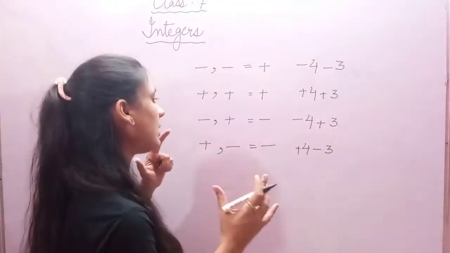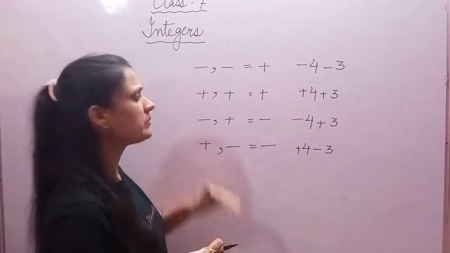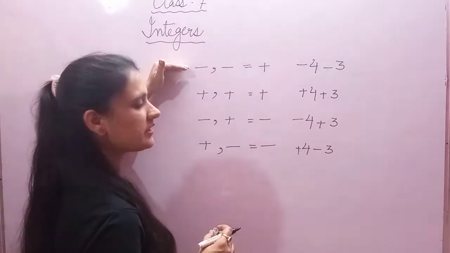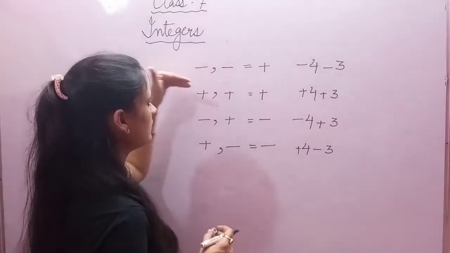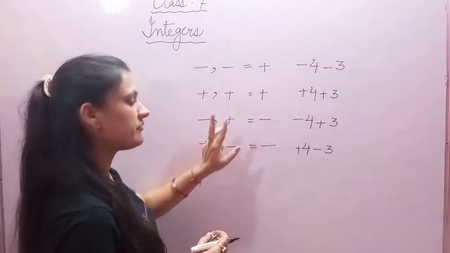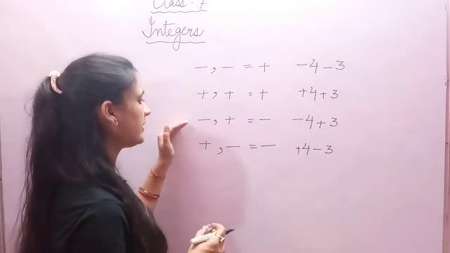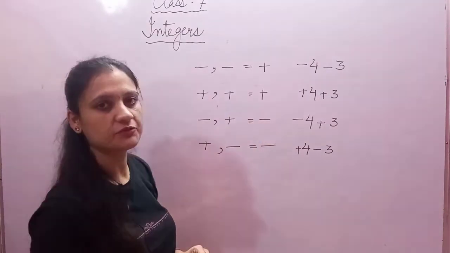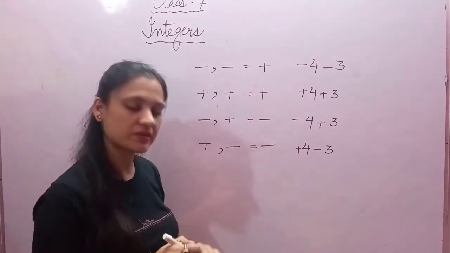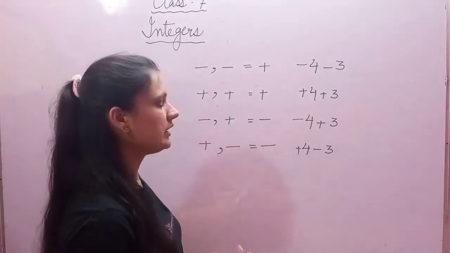Just how to understand this? Always remember, when the signs are similar, you have to add. Both negative, plus. Both positive, plus. And when the signs are different, one negative and one positive, or one positive and one negative, in both cases you have to subtract. I hope this much is clear to you. Good. Let us move ahead.